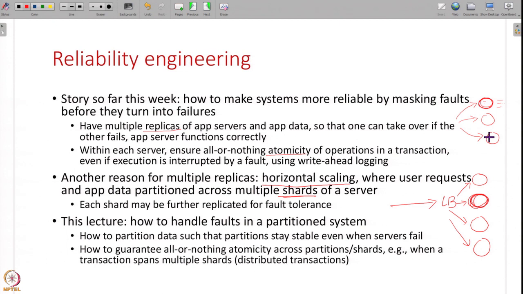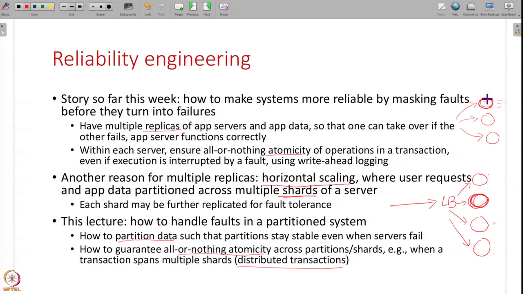Now, when you have horizontal scaling and you have faults in the system, we need a few things to happen. For example, we want to partition the data and requests such that a lot of these partitions do not change even when servers fail. Suppose a server here fails, then you do not want to disturb all of these other servers also. You want to do this partitioning in a way that is stable, and sometimes you may also need atomicity across partitions. For example, if you have a transaction that does some work here and some work here, then across these servers you need atomicity. Those are called distributed transactions, transactions that span multiple partitions or multiple shards.